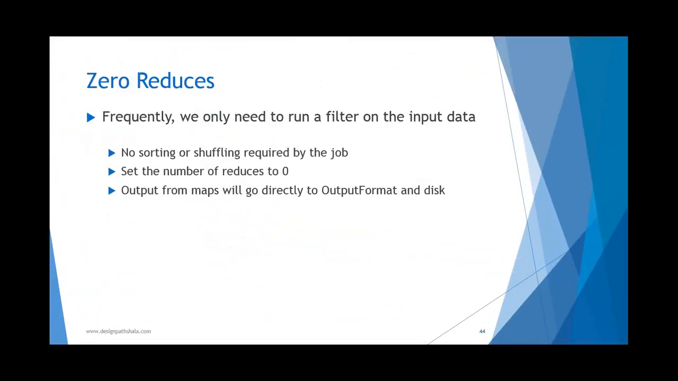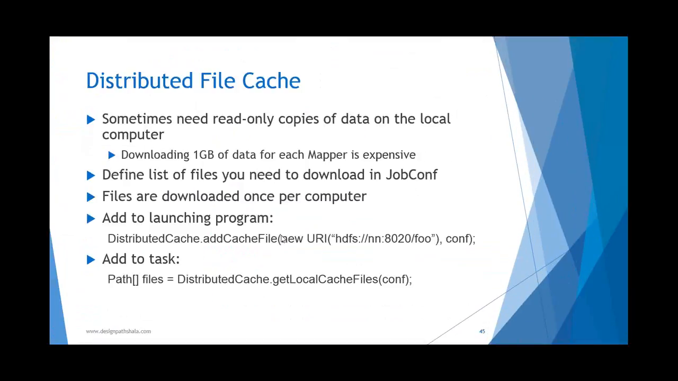Other than that, there's one more thing, something called the distributed file cache. You can use DistributedCache.addCacheFile, and what this does is, say there's some configuration file or some local jars which need to be referred by your code while you're processing the data. So you can use distributed cache. It will ensure that the file is available locally on the node where your logic is running, and this helps you to do the processing.